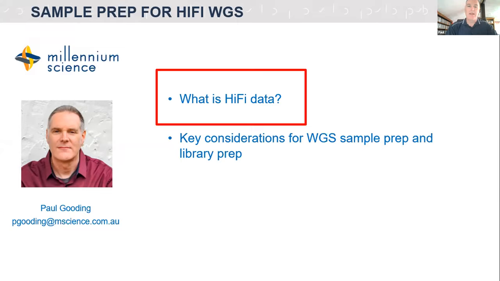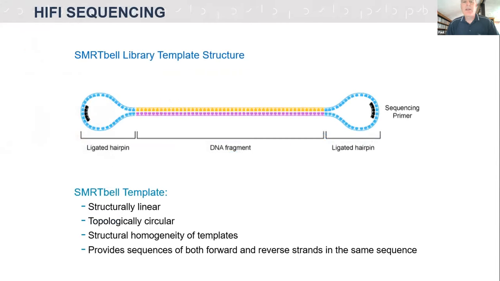So we'll just get into the first point and explain what HiFi is. Well, these are the molecules that you're essentially sequencing. The yellow and pink in the middle is your unknown fragment, if you like, your piece of genome that you've fragmented and got to sequence. What you do is you ligate on these so-called SMRTbell adapters. These are the PacBio hairpin adapters that go on the end of your library fragments.